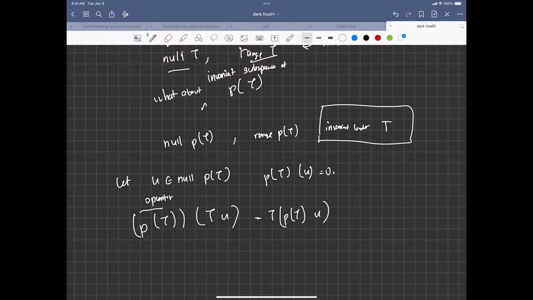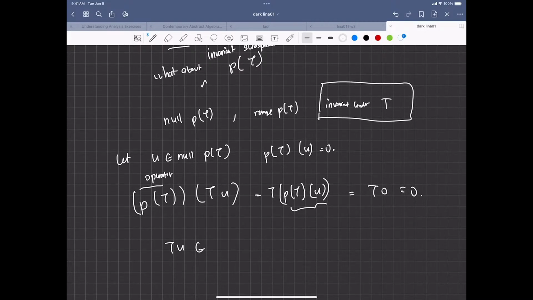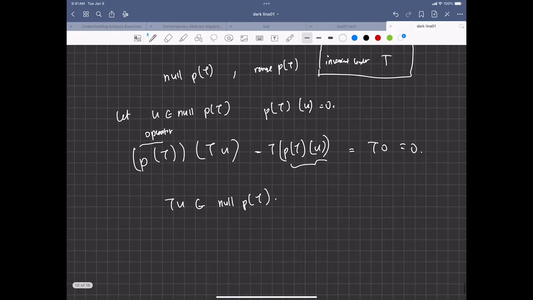So we apply this here first, right? And then the inside is 0. So what does this mean? It means that Tu is an element of null P of T.